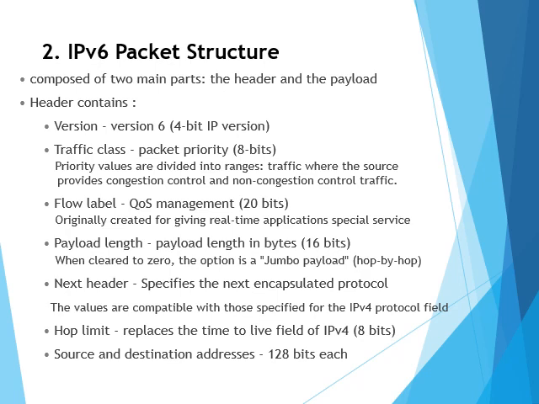It is composed of two main parts, header and payload. The header contains the version number, traffic class, flow label, payload length, next header, hop limit, and source and destination address, which are represented by 128 bits. If compared to IP version 4, it only contains 32 bits. So it provides a larger address space.